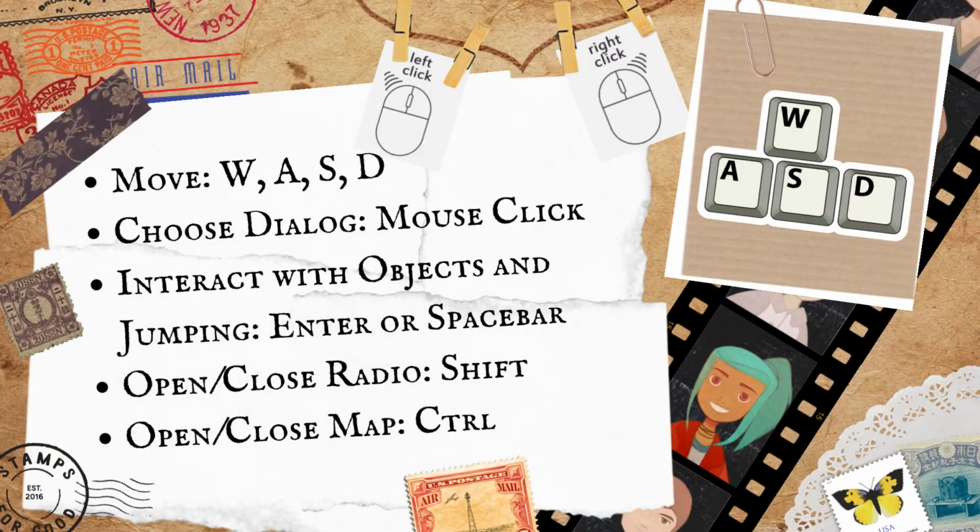In order to play the game, here are the following samples of the controls being used in the game: moving, choosing, interacting with objects, jumping, opening and closing the map, and the radio. As you can see on the screen, we use WASD to move the character, and for choosing dialogue we use mouse left click. For interacting with objects and jumping we use enter or space bar. Opening and closing the radio is shift. Opening and closing the map we use control.